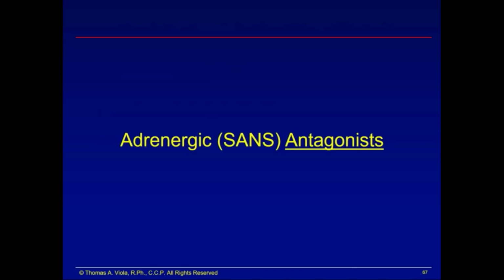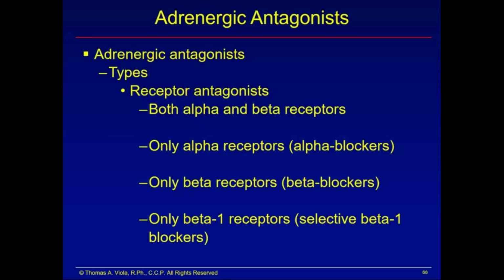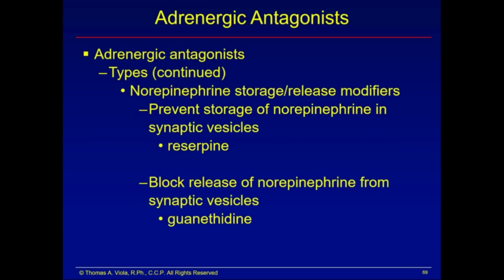Let's talk about SANS antagonists, the SANS blockers. And what we'll see is we're going to talk about alpha blockers and beta blockers and all sorts of things that block the alpha and betas in the SANS. Now when you get to the slide that talks about reserpine and guanethidine, the good news is you can pretty much ignore this slide because these two drugs are gone now, I believe, and so you don't see them very much at all anymore.